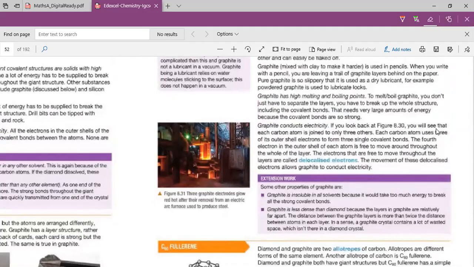But what do you expect? You expect the carbon to be joined to 4 other carbons for it to have a noble gas electron structure. But in this case, it's just joined to 3 others. So each carbon atom uses 3 of its outer shell electrons to form 3 single covalent bonds. The 4th electron in the outer shell of each atom is free. That's another reason why it conducts: it has a free electron, and the layers also slide on top of each other.